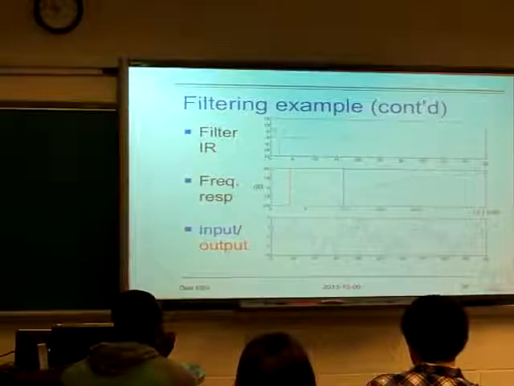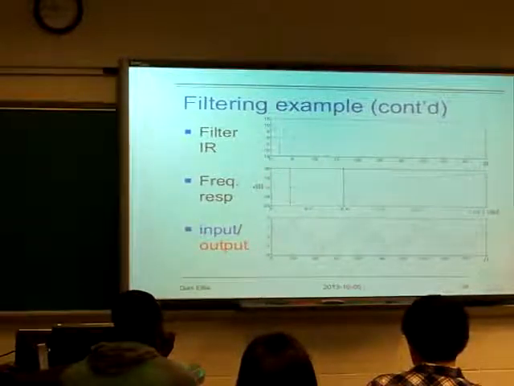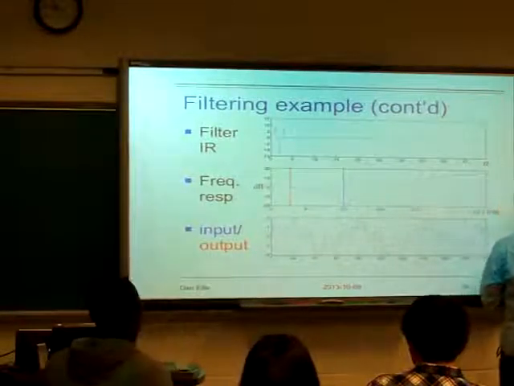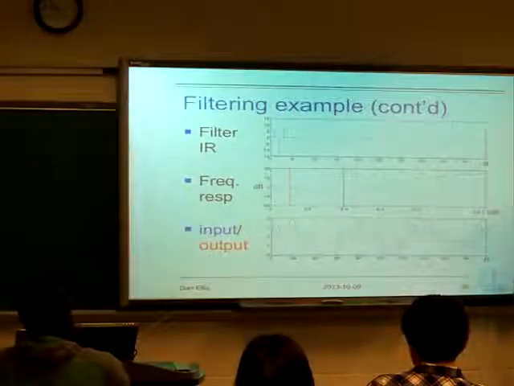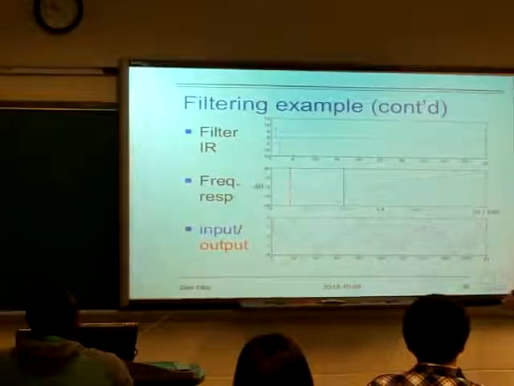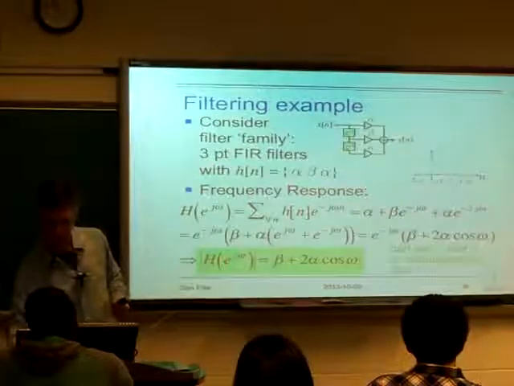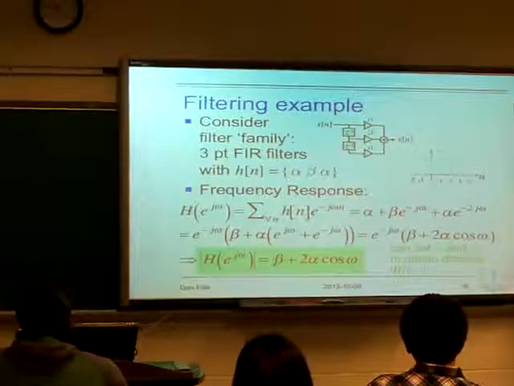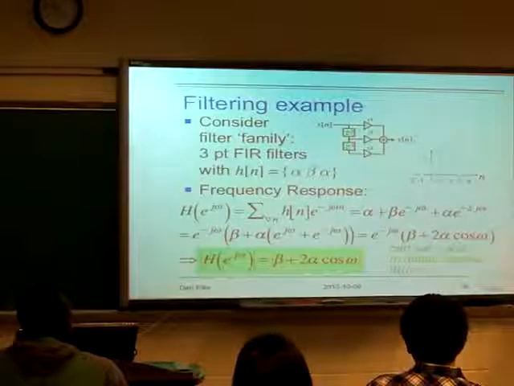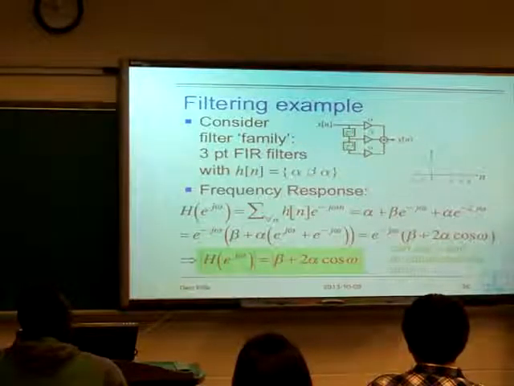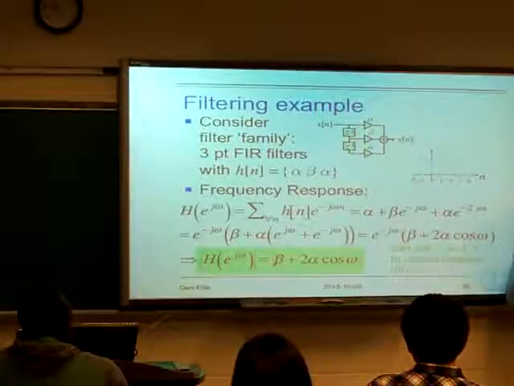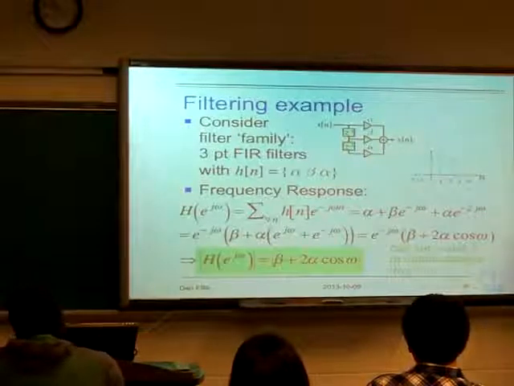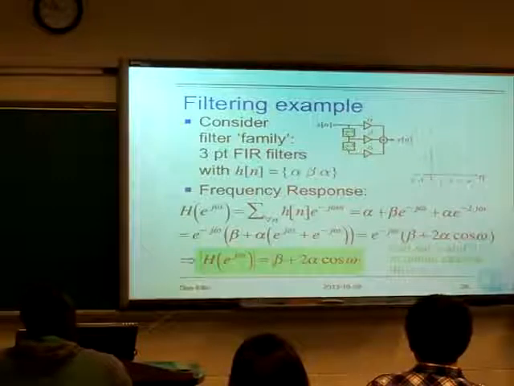So we just had those 2 parameters, and the actual equation we had was that the magnitude of H of e to the j omega was beta plus 2 alpha cosine omega. Now, what does that actually look like? As a function of omega, we've got the magnitude of H of e to the j omega, and we've got a beta here, and then we're adding to that a cosine term.